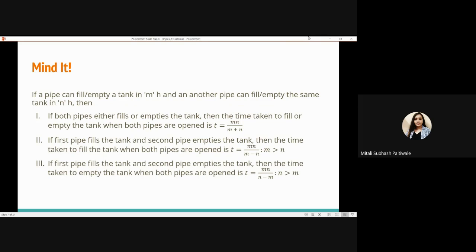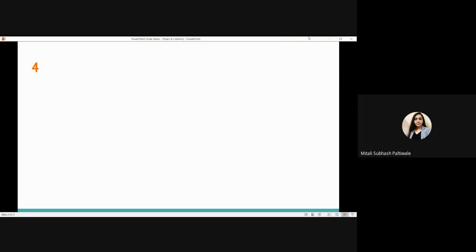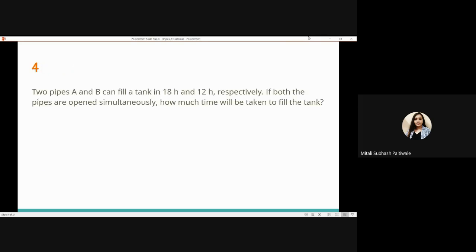Now let's get on to the examples based on this. The first example says two pipes A and B can fill a tank in 18 hours and 12 hours respectively. If both pipes are opened simultaneously, how much time will be taken to fill the tank?